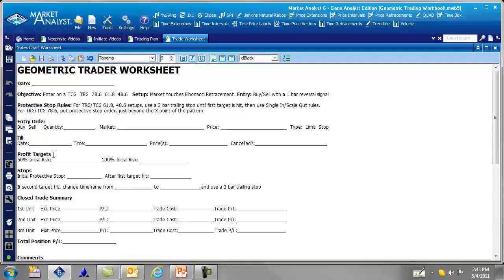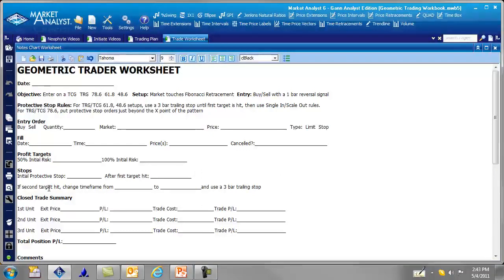Profit targets. Once you know your initial stop and your target, you'll calculate your profit targets. Remember, the first one's 50% of initial risk, you put that there. And then 100% of initial risk, you put that number there. Your initial protective stop, put the price in here. And then if you hit the first target, remember we're going to move the stop up, so you're going to put that number here. All these numbers can be calculated in advance before you even get filled, so it's really a good idea to have that discipline to write these things down and have them crystal clear in your mind.